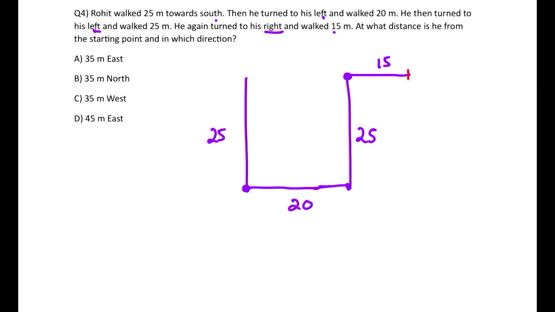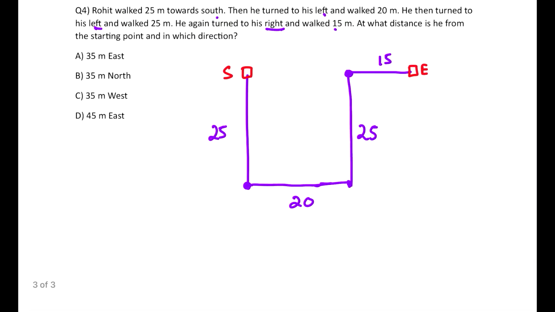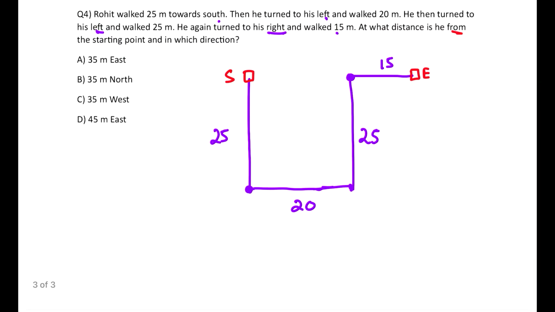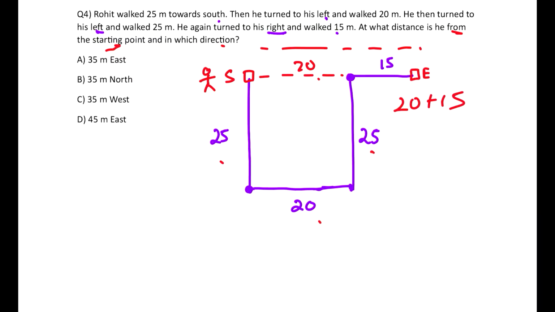All right. Now this is my end point and this is my starting point. Now the question is, at what distance is he from the starting point? The words from the starting point help me to understand my point of reference. So I am currently at the starting point and I want to find out the distance as well as the direction in which I have to move towards the end point. So therefore the distance is clear. This part will be 20 because it's making a rectangle. So this is 25, 25, so this has to be 20, 20, opposite sides same, and this is 15. So the answer would be 20 plus 15, that is 35.